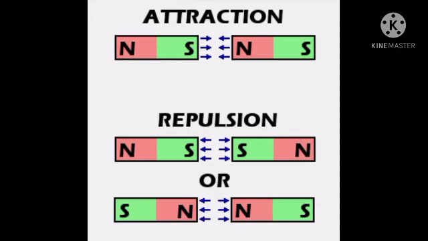Next characteristic: what you have to do is fix a bar magnet to a stand. Okay, now let it become steady. Now you have to take another bar magnet near that hanging bar magnet. What will happen? Do the same again and again, exchanging the ends of the magnet.